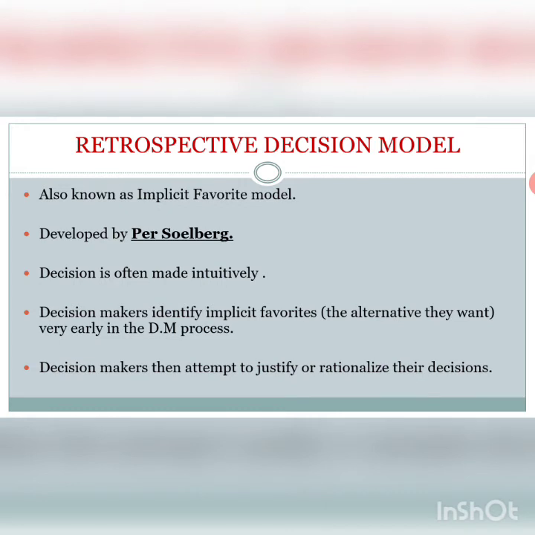And decision makers then attempt to justify or rationalize their decisions because they have already chosen an alternative. The process then leads them to attempt to justify or rationalize their decisions, that is, why their decision is correct.